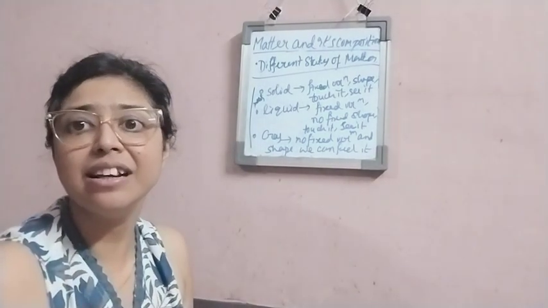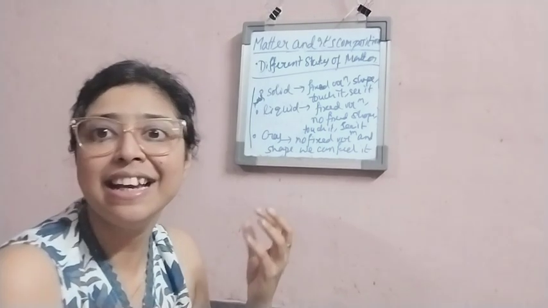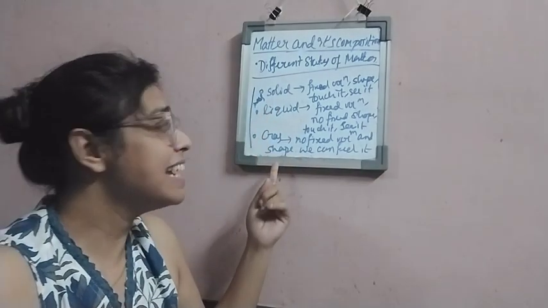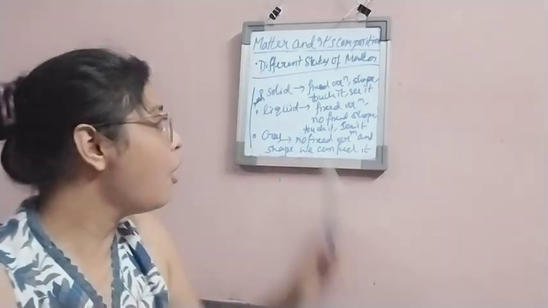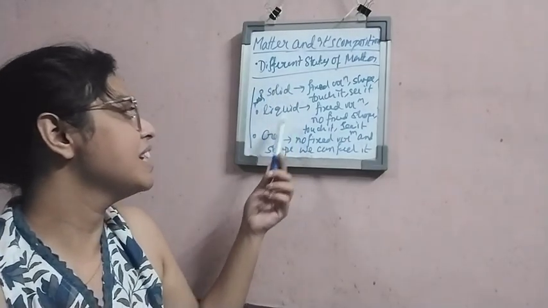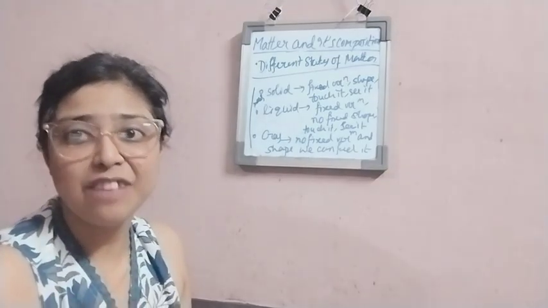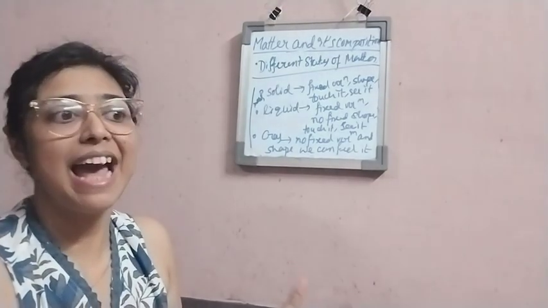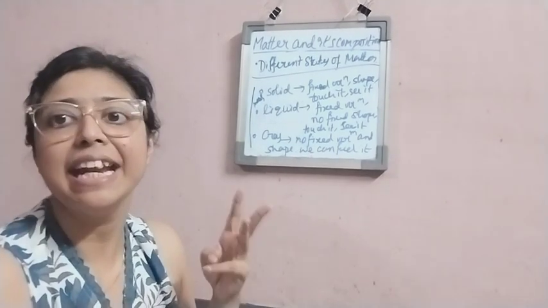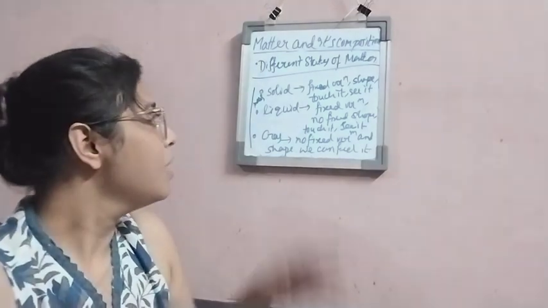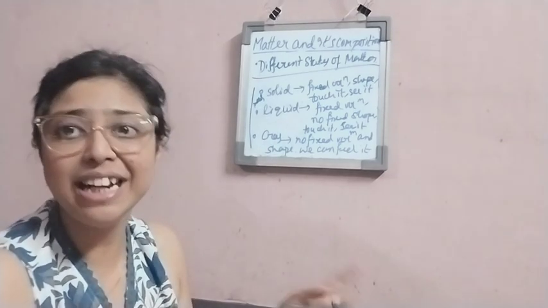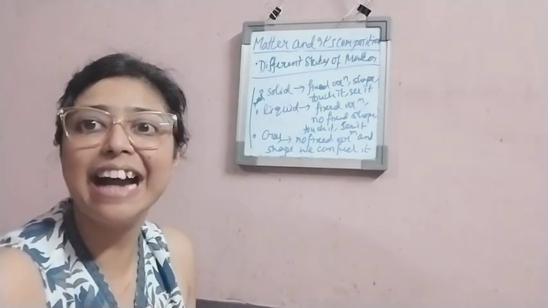Let me conclude today's class by saying one important point: all of these states are interconvertible. We can convert solid state to liquid, liquid state to gaseous, and vice versa. For example, water has three states: solid state, it's ice; liquid state, liquid water; and gaseous state, vapor. So basically almost all matter has three states: solid, liquid, and gas, and these states are interconvertible.